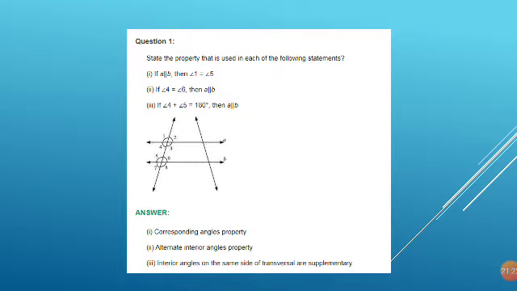Next, angle 4 and angle 6 are alternate interior angles. Interior angles means angles between the transversal. Next, angle 4 plus angle 5 equals 180 degrees, because interior angles on the same side of a transversal are supplementary.